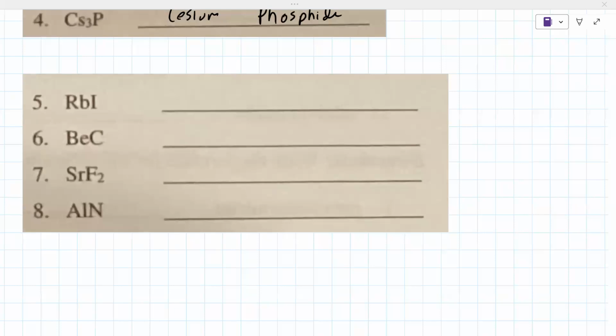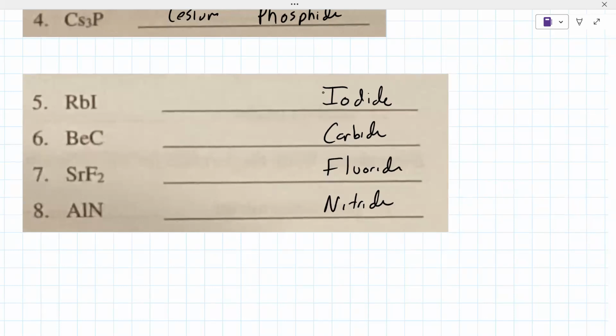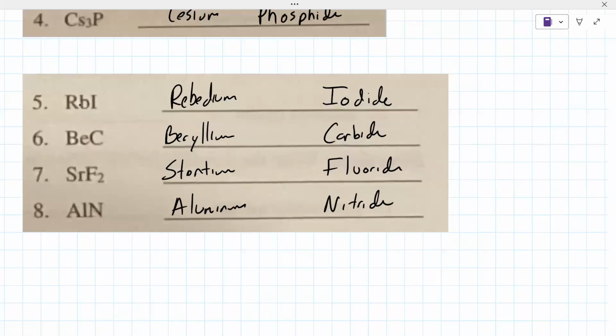All right, I think I have them. Okay, so the one I'm most interested in is the second word: iodide, carbide, fluoride, nitride. And then the rest of them are just looking them up. Is it rubidium? Yeah. I don't know how to spell that. I would definitely lose points on that. Beryllium, I would also probably not spell right. Strontium, not much better. I think I might be able to get aluminum. Any questions on that? No, I'm good.